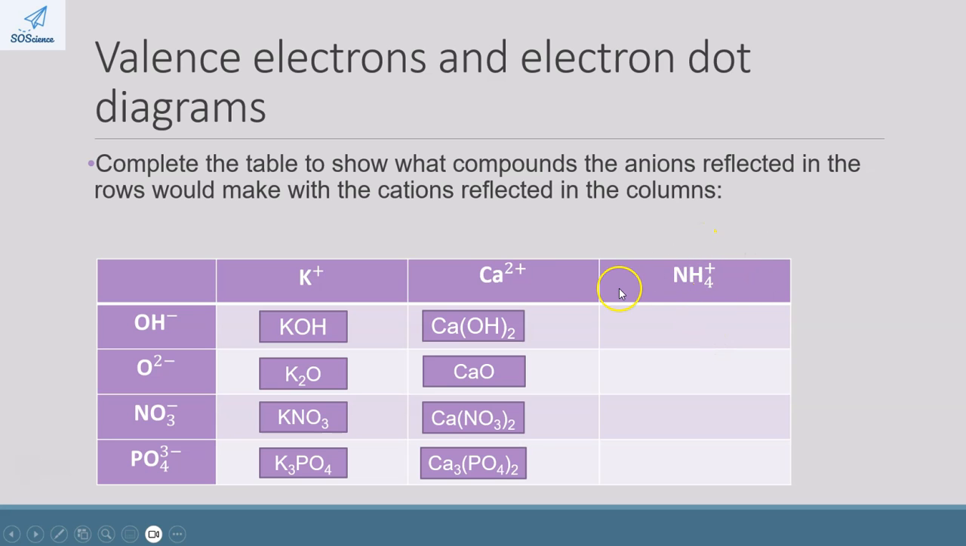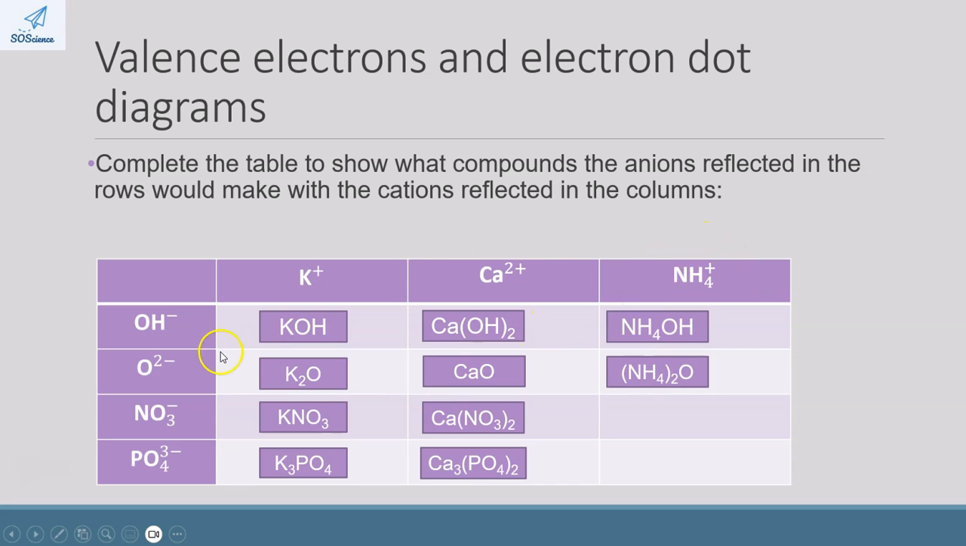Let's take a look at the ammonium ion. Ammonium hydroxide, 1-to-1 ratio, forms NH₄OH. Here I've got a single plus, and here I've got 2 minuses. So I need 2 of these to balance out 1 of these. Hence the NH₄ will go in a bracket with a 2 outside the bracket. It will be (NH₄)₂O.